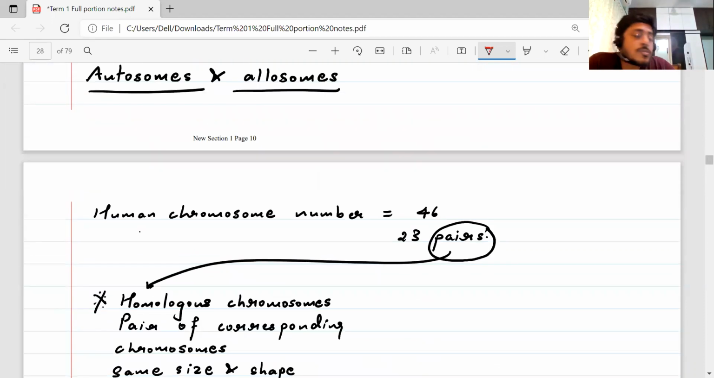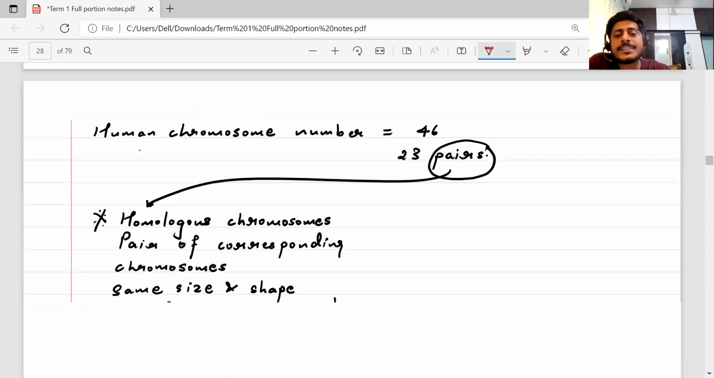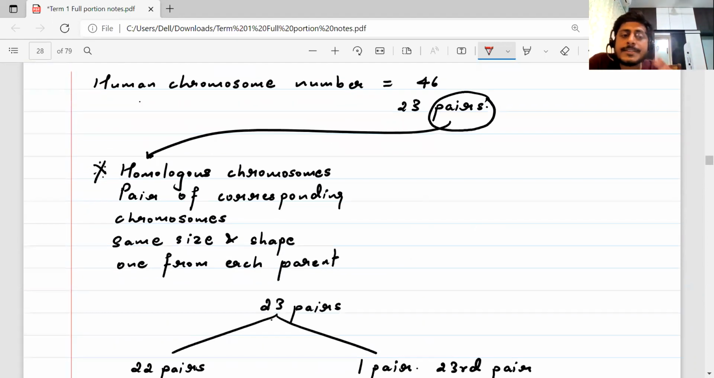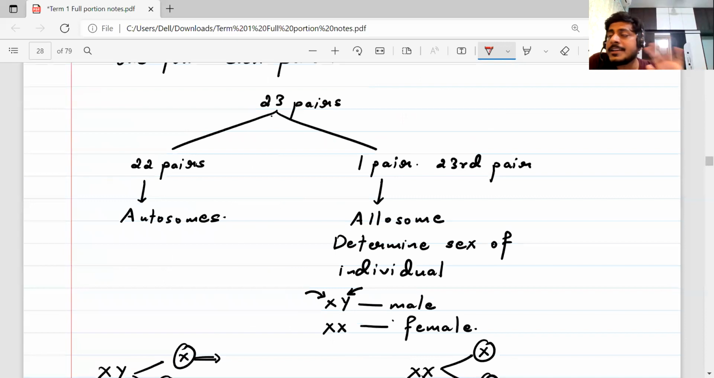Then we spoke about autosomes and allosomes. Human chromosome number is 46. 46 are arranged as 23 pairs. Homologous chromosomes repeat हुआ था जो cell division में था. Pair of corresponding chromosomes says same size and shape, one from each parent. ये जो 23 pairs हैं उसमें से 22 pairs autosomes होते हैं. They are not concerned with reproduction. जो 23rd pair होता है वो allosome होता है. Allosomes determine the sex of the individual. XY होगा तो male होगा, XX होगा तो female होगा.